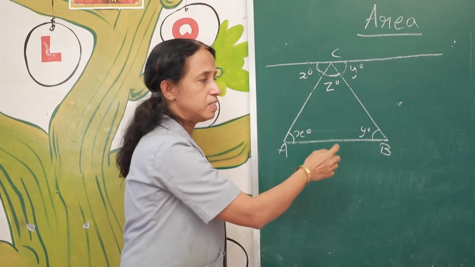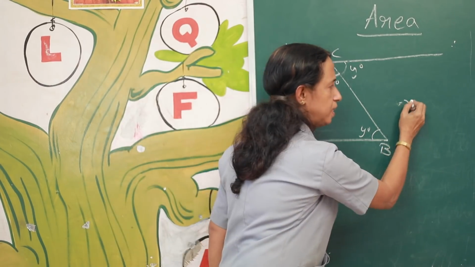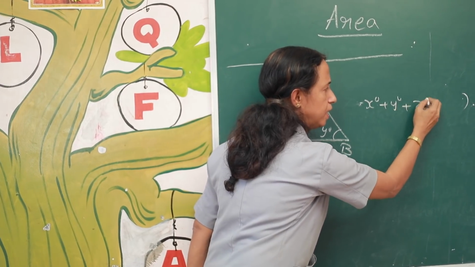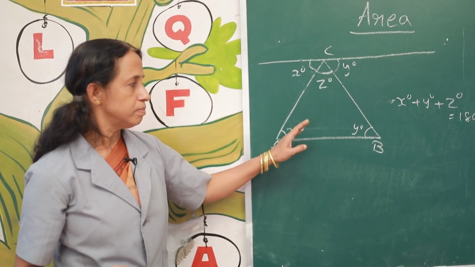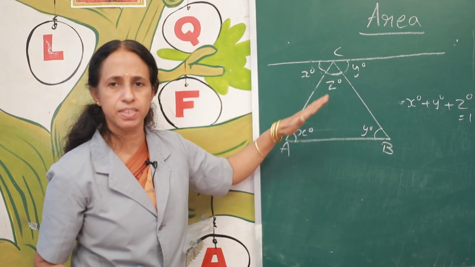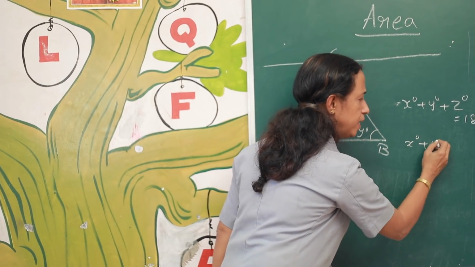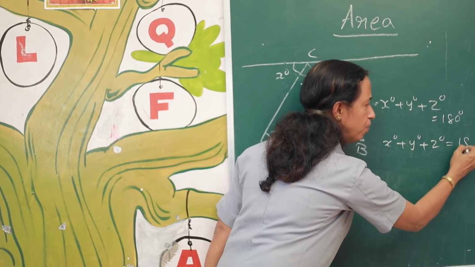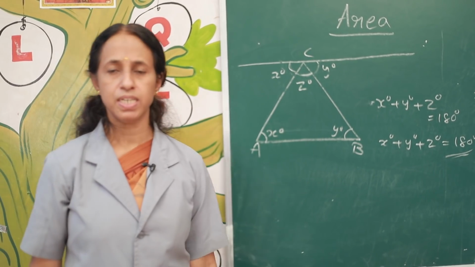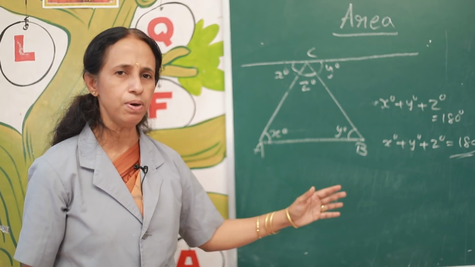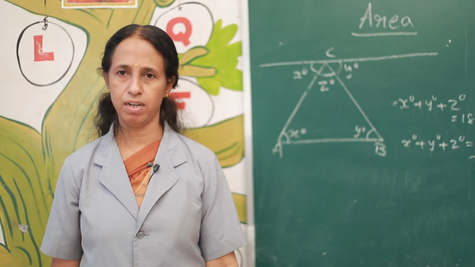Here the 3 angles, x degree plus y degree plus z degree, is equal to 180 degree. Okay? The sum of the interior angles is x degree plus y degree plus z degree, which is equal to 180. Thus proved. Thus we know that the sum of the angles of a triangle is equal to 180 degree. If two angles are given, we can find the third angle.